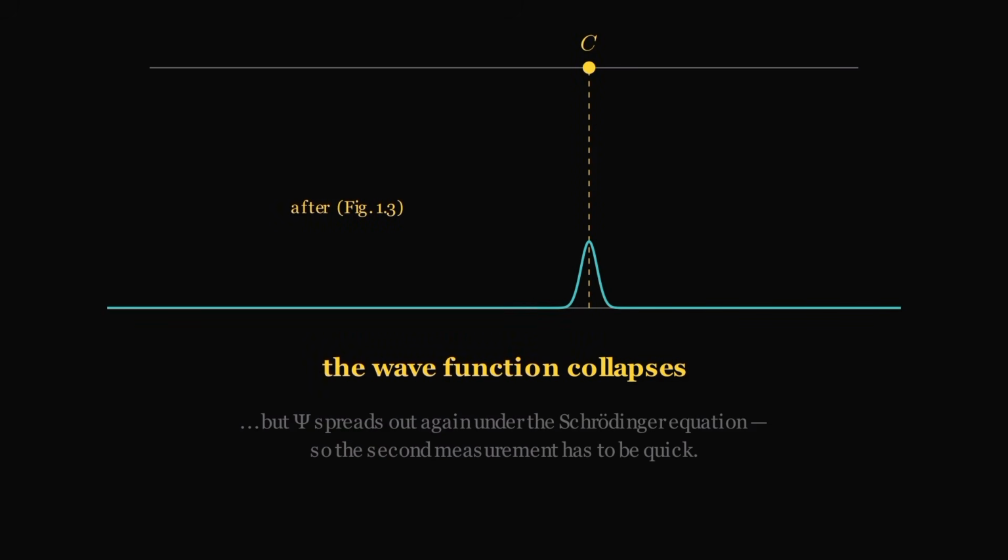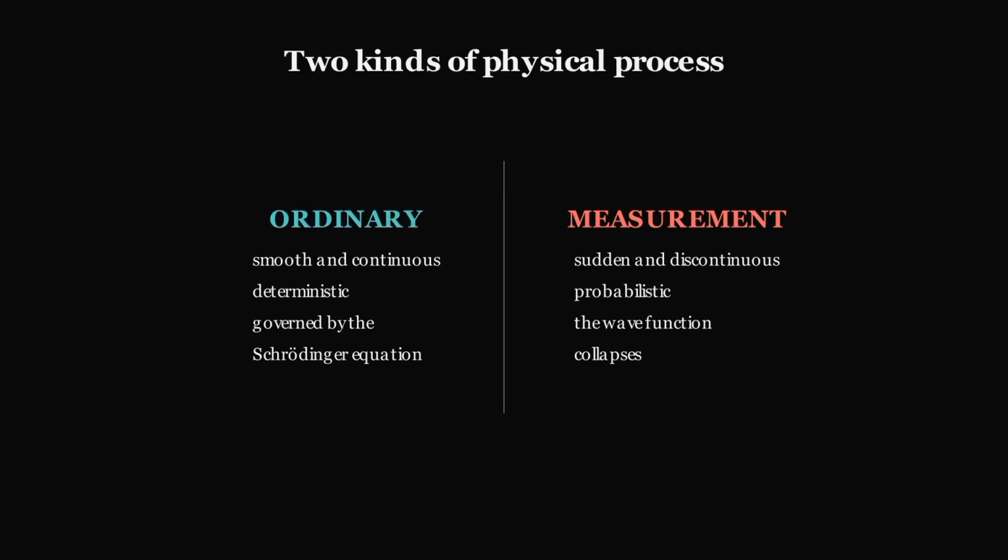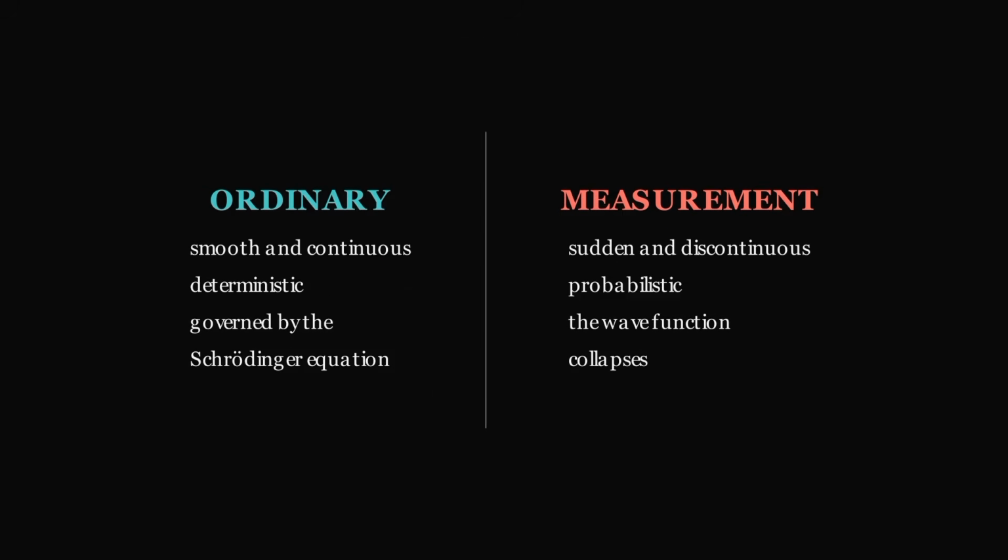This points to something deep. There are two completely different kinds of processes in quantum mechanics. Ordinary evolution, which is smooth, continuous, fully deterministic, governed moment to moment by the Schrödinger equation, and measurement, sudden, discontinuous, generally probabilistic, where the wave function collapses. Two different rules, and we'll spend the rest of this course learning how they fit together.